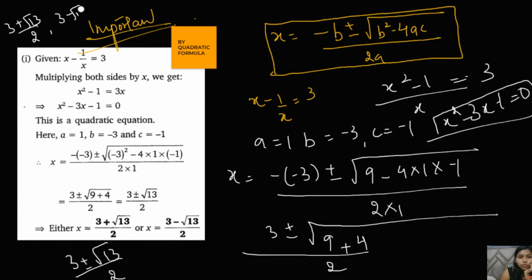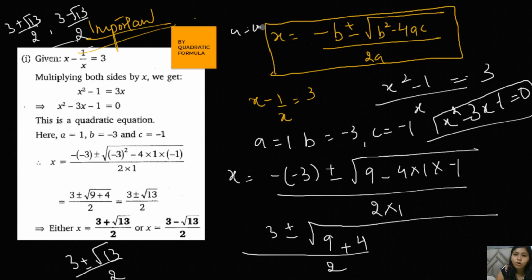This is a very easy formula. Just know that a is the coefficient of x square, b is the coefficient of x, also take the signs along with them, and c is the constant itself. This is about the quadratic formula.